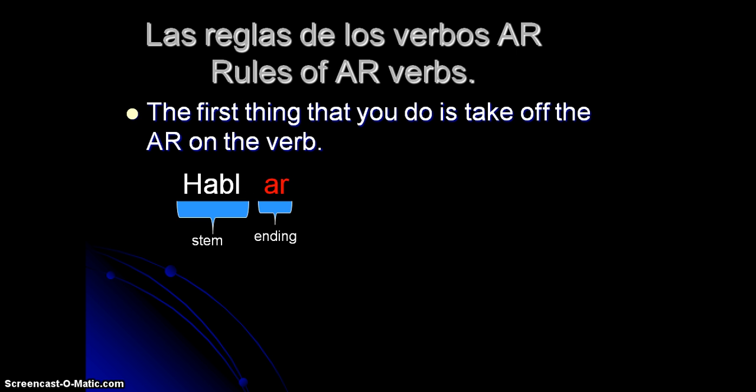Let me take a look at the verb hablar. We have hablar. If I take off that AR ending, all I'm left with now is habla. And this habla is called my stem. Keep in mind that terminology with the stem, because we're going to get into some crazy things, and so you should know that in the future. AR is my ending. The habla is my stem.